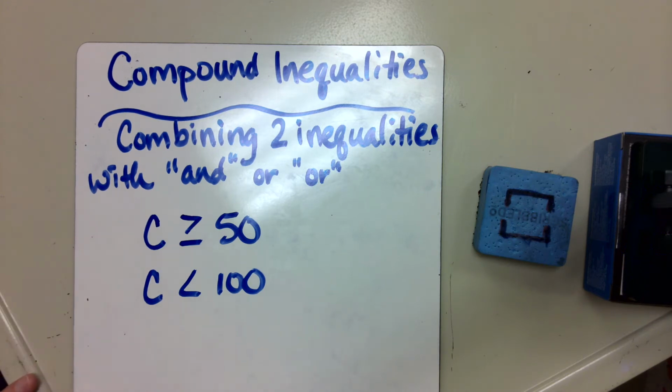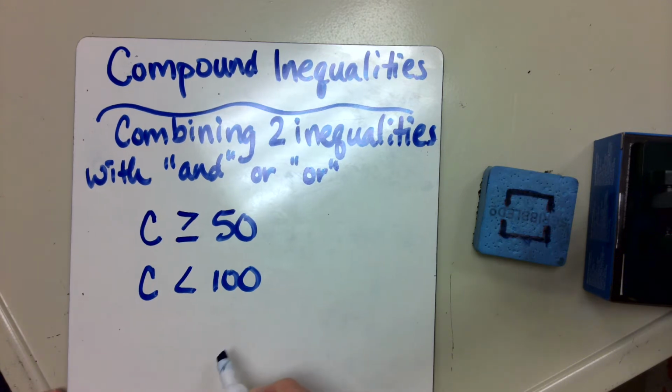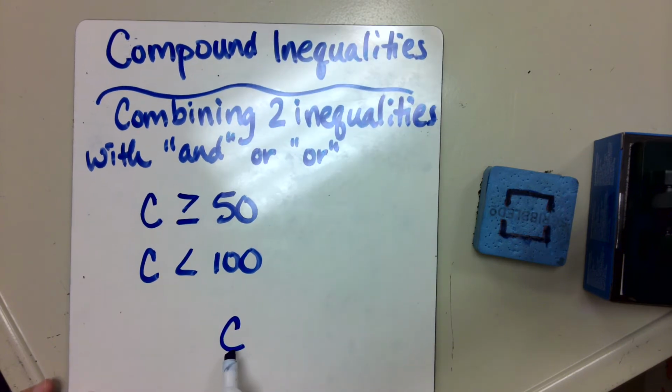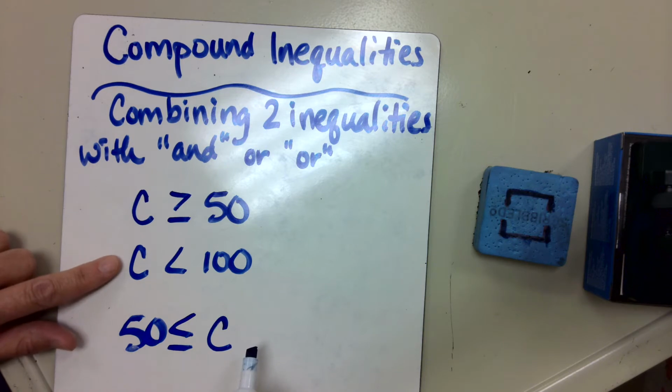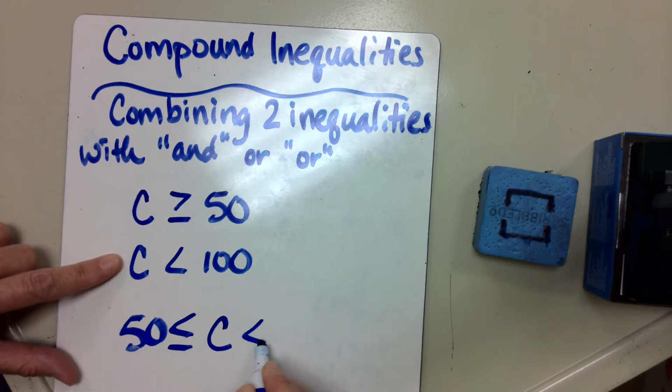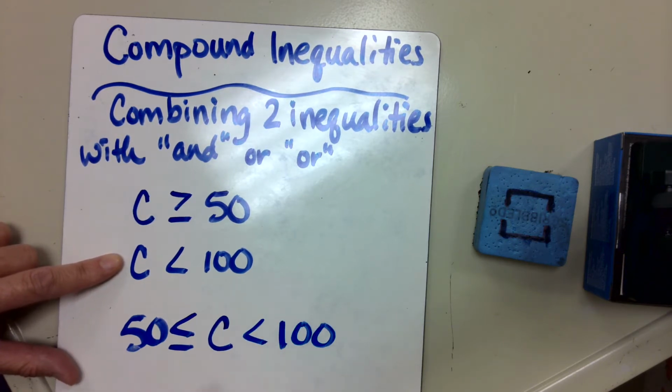So it needs to be greater than or equal to 50, but at the same time, it needs to be less than 100. So I can write one inequality sentence with that. I'm going to write the variable in the middle. Then I'm going to represent the greater than or equal to 50 by writing it backwards. This reads C is greater than or equal to 50. Now it also needs to meet this criteria, so I'm going to write that on this side, less than 100.